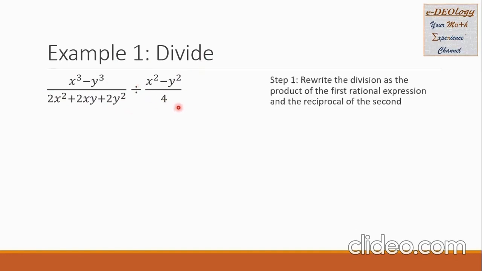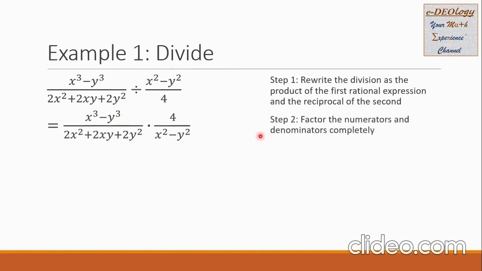Step 1 says we are going to rewrite our problem into multiplication of the first rational expression and the reciprocal of the second. So it means the first rational expression we will just copy down here, and then we will change the division into multiplication symbol, and then we take the reciprocal of the second rational expression. Look at the denominator 4. It becomes the numerator down here, while the numerator here becomes the denominator here.